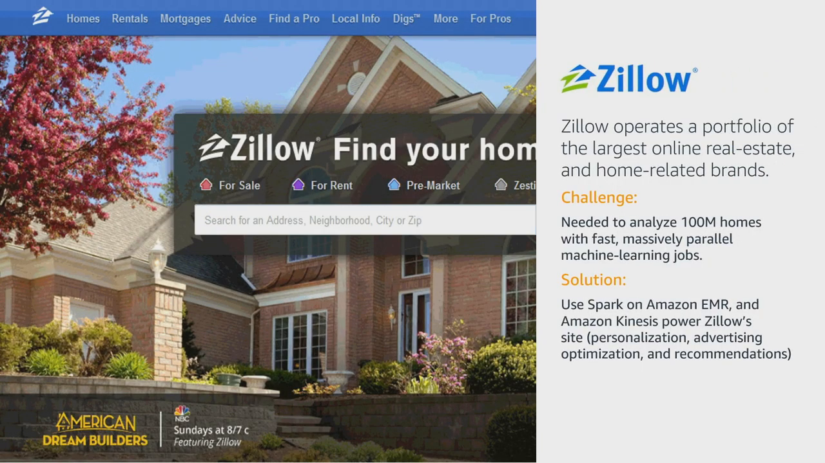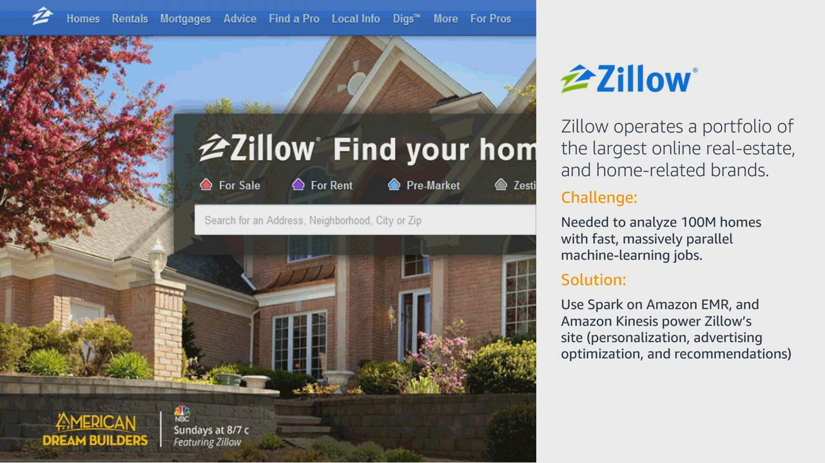So an example of somebody who's using EMR with an S3-based data lake is Zillow. I'm sure a lot of you will know Zillow and the app. They operate a portfolio of online real estate properties. And they had this challenge where they had to analyze data regarding 100 million homes, and they had to very quickly use machine learning to work out the Zestimate.